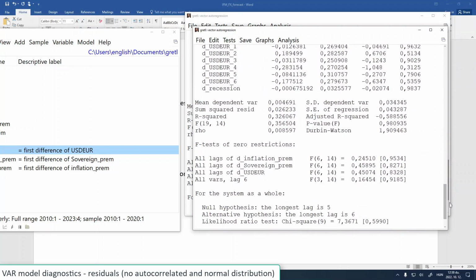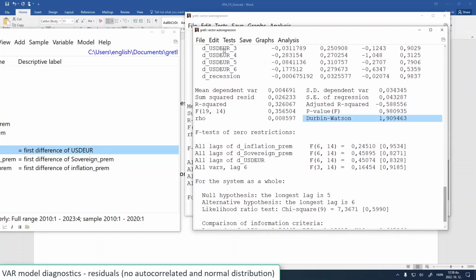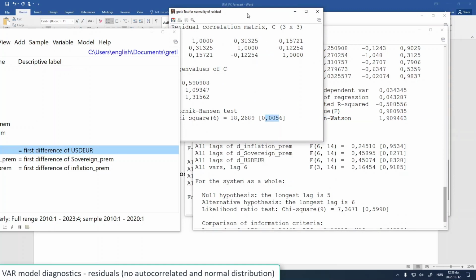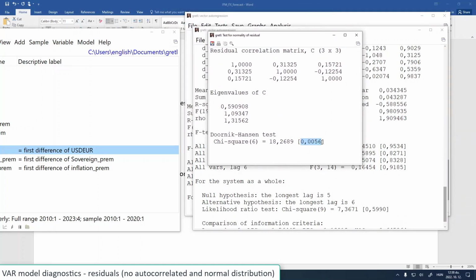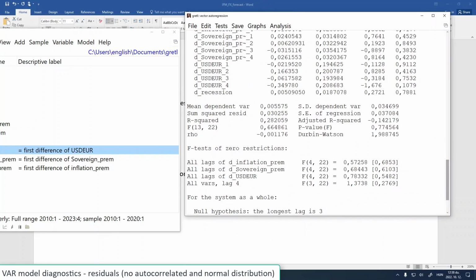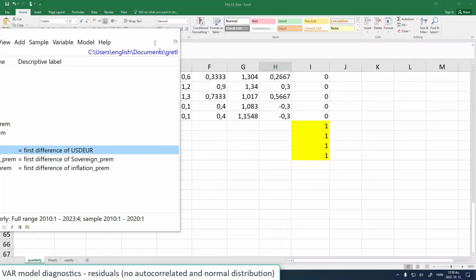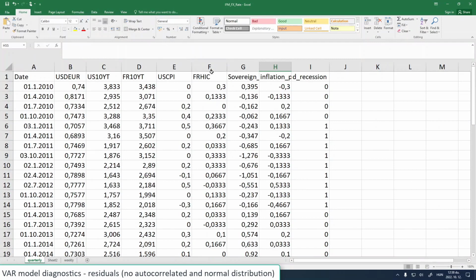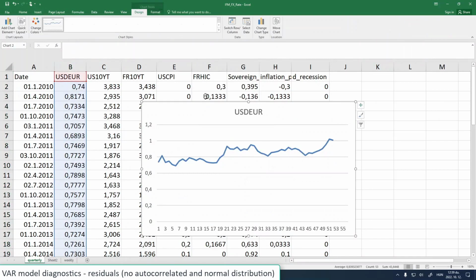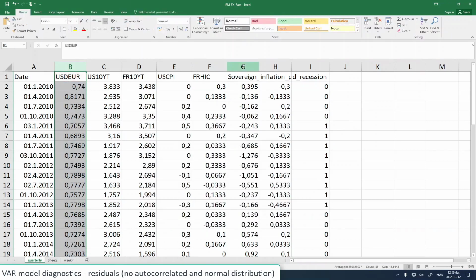At least we did not destroy the autocorrelation, so it's still nice. And hopefully it's rubbish. Then we have to look for issues with the dataset. So the simplest way to detect outliers is our eyes. So let's see, if we are looking at the US dollar euro exchange rate, does it change in a strange way or not?